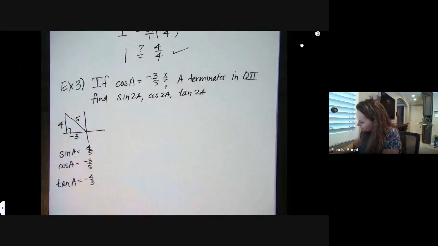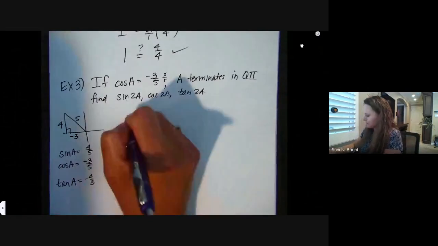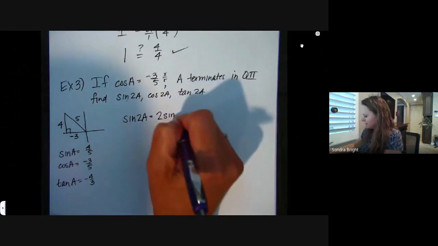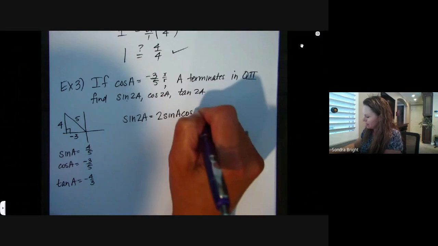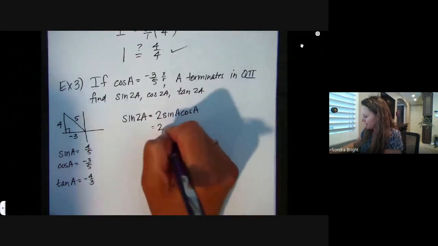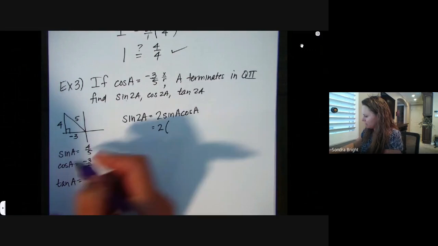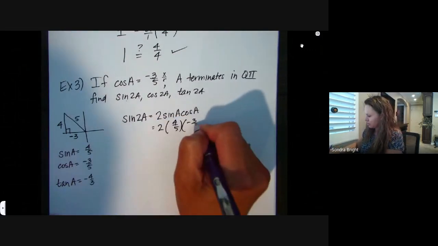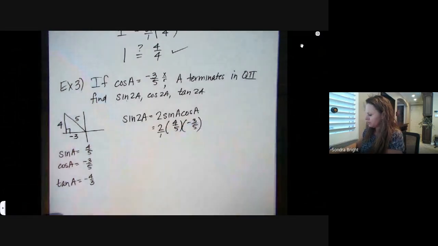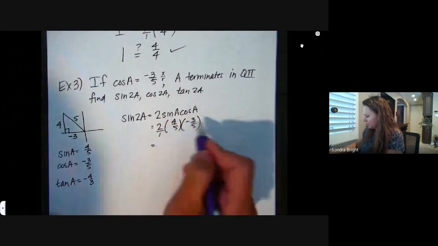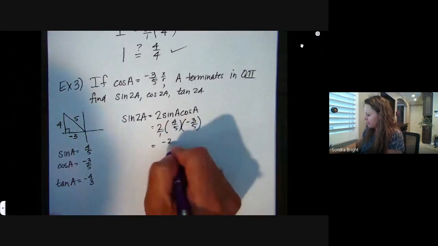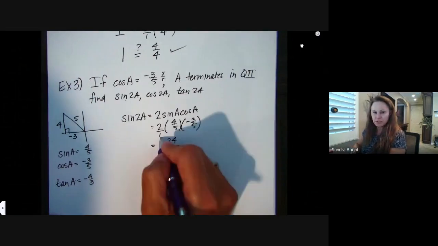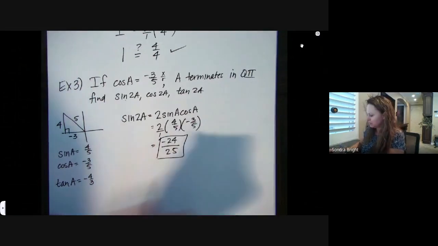Let's start with sine of 2a. The identity says it's 2 times sine of a times cosine of a. So that's 2 times sine of A, which was 4 over 5, times cosine of A, which was negative 3 over 5. Do like 2 over 1, and you go top times top, bottom times bottom. So 2 times 4 is 8, times negative 3 is negative 24, and 1 times 5 is 25. So sine of 2 times the angle will equal negative 24 over 25.